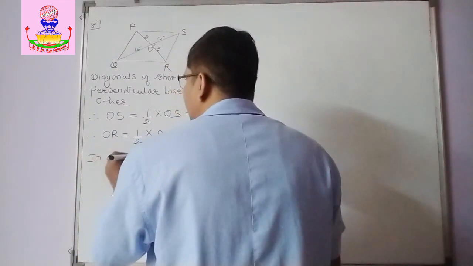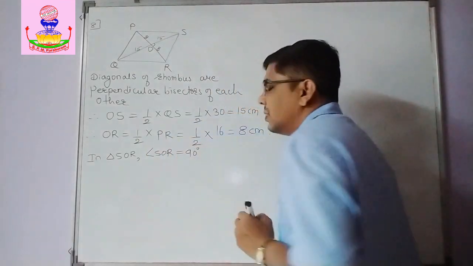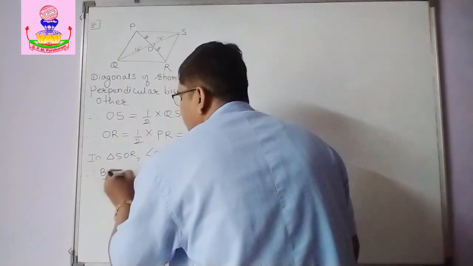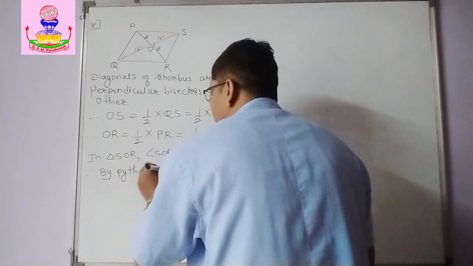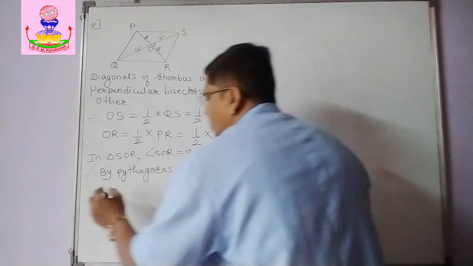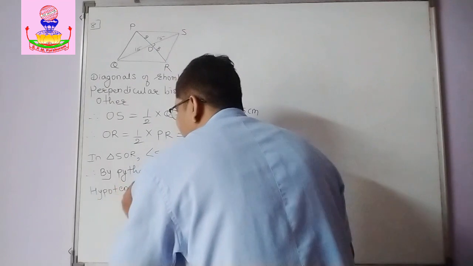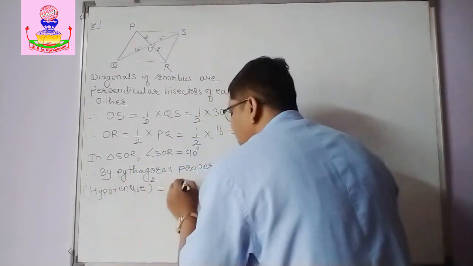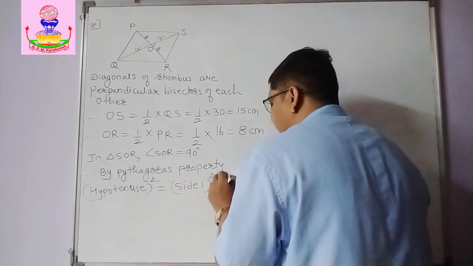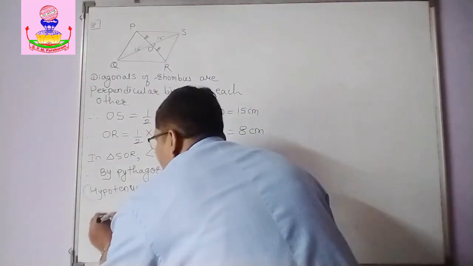So in triangle SOR, mention the angle. Angle SOR is equal to 90 degree. So by Pythagoras property, what you will have, what is that? Yes, of course, hypotenuse square is equal to side 1 square plus side 2 square. Now I don't know what is hypotenuse. Let us say as L.